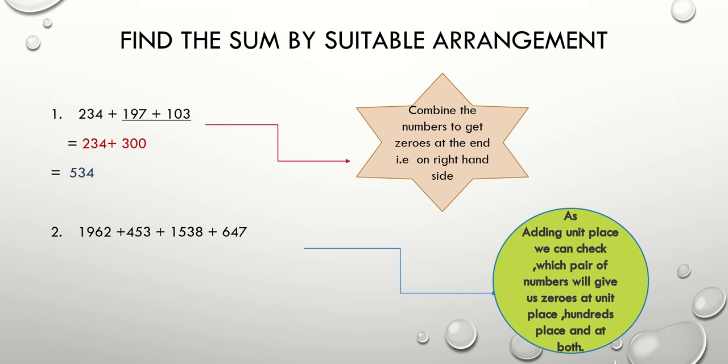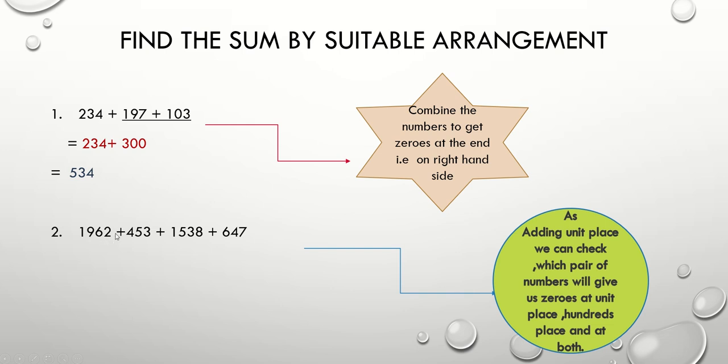Next question, 1962 plus 453 plus 1538 plus 647. Now my target is to make the calculation easy, and orally also you can do it. But before that, club the numbers which will give you zeros at the extreme end. How will you make a pair?